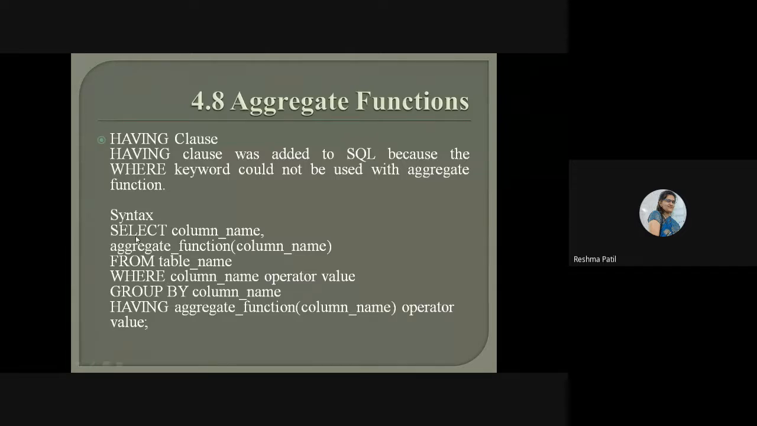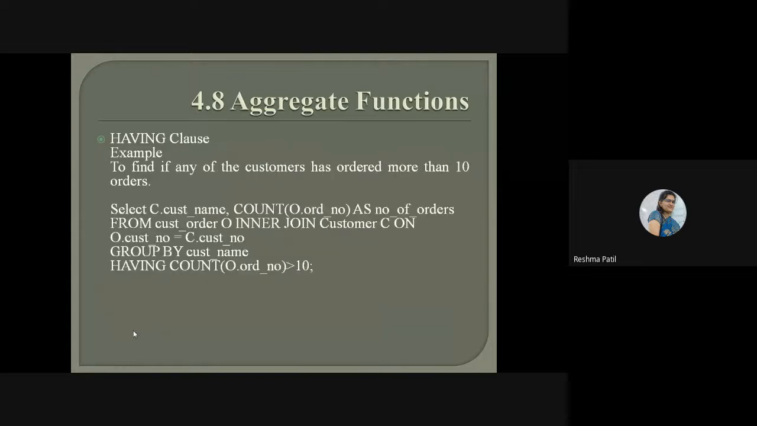So here you can check the syntax: SELECT column name, here is the aggregate function, then FROM table name, WHERE column name operator value, GROUP BY column name. After GROUP BY, here we are using the HAVING clause. HAVING aggregate function, here you will use some aggregate function, that is the column name and operator value. So we will check an example of this.